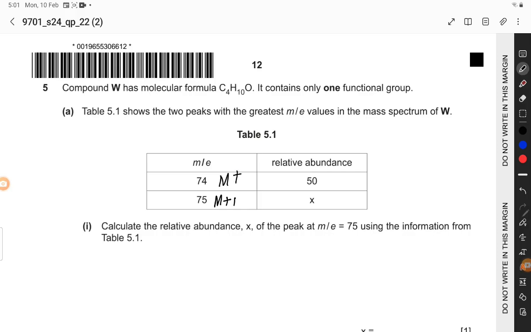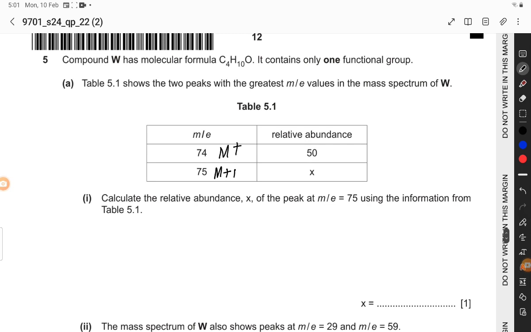So we have a formula for how to calculate the number of atoms. N is equal to 100 over 1.1 into the abundance of the M plus 1 peak divided by the abundance of the M peak. Now calculate this by using this formula.